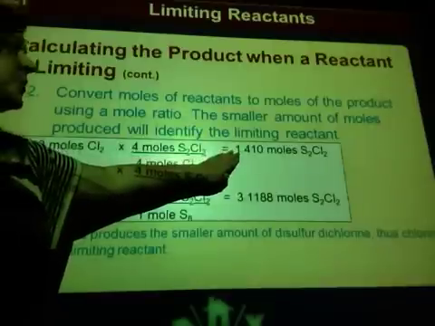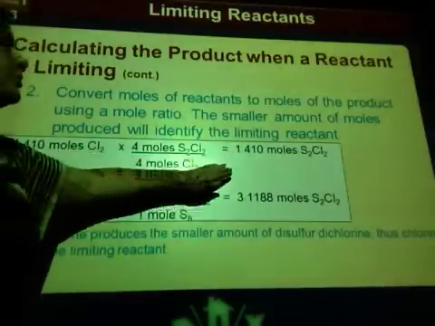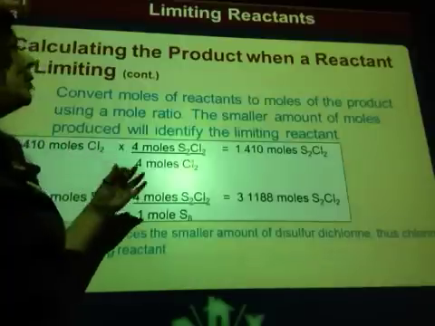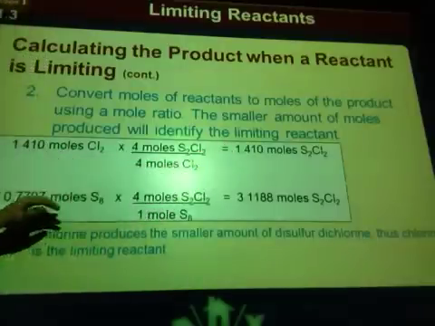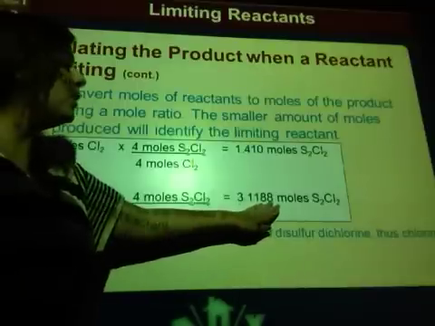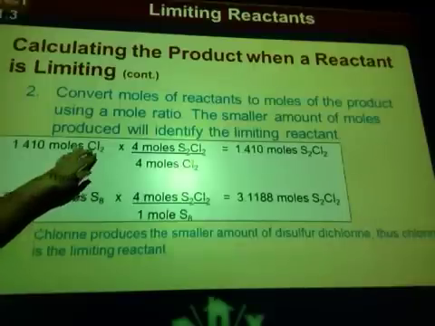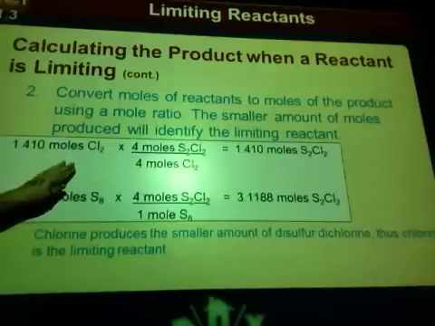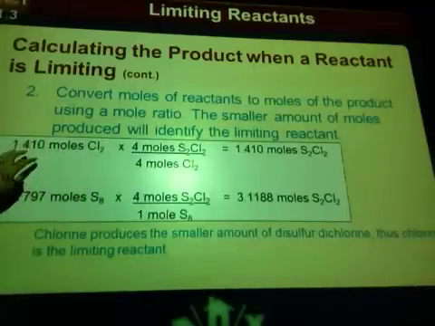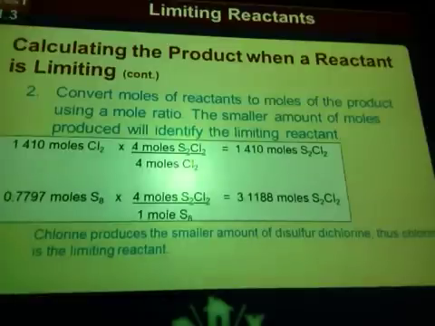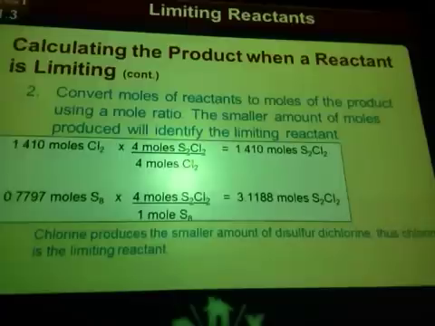In this case, it would be chlorine, because chlorine can only produce 1.410 moles of disulfur dichloride, but sulfur can produce 3.1188 moles. So sulfur can produce a lot more than chlorine can. So I must be limited in my reaction by what chlorine can make. So chlorine is my limiting reactant, okay? Now that I know that chlorine is my limiting reactant, I can find the mass of disulfur dichloride that will be produced. So that's my third step.